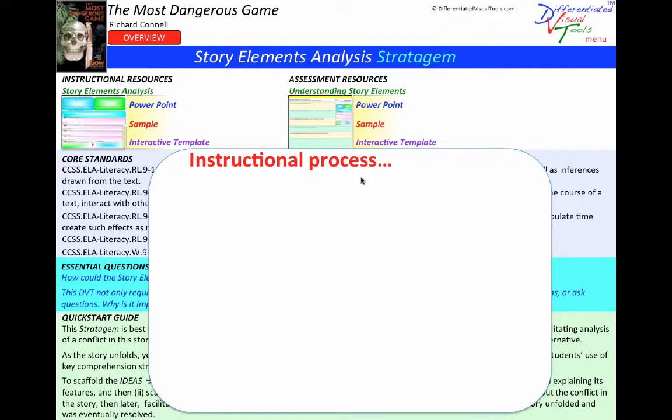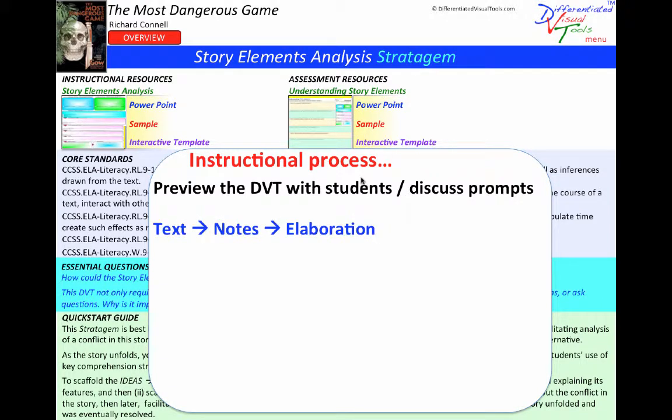So here's how we suggest using that DVT as the story is analyzed. The first thing we recommend, before you even begin reading the story, is to introduce students to the DVT itself and discuss the prompts and basically explain how the DVT is going to work. And then, as the story is being read, what you'll be implementing is basically a text to notes to elaboration procedure. So initially we're going to look at text to notes.